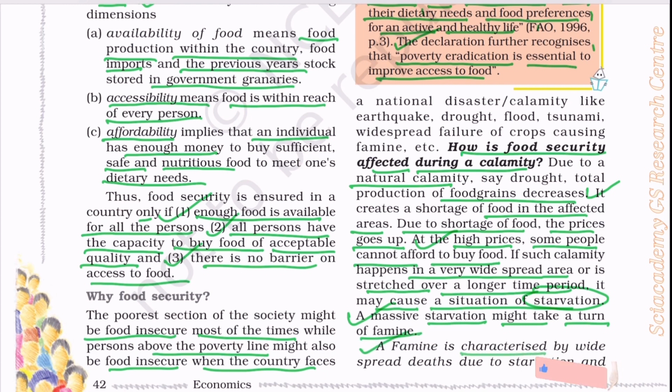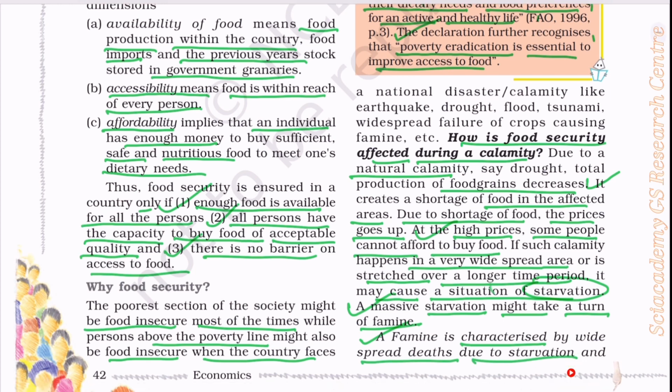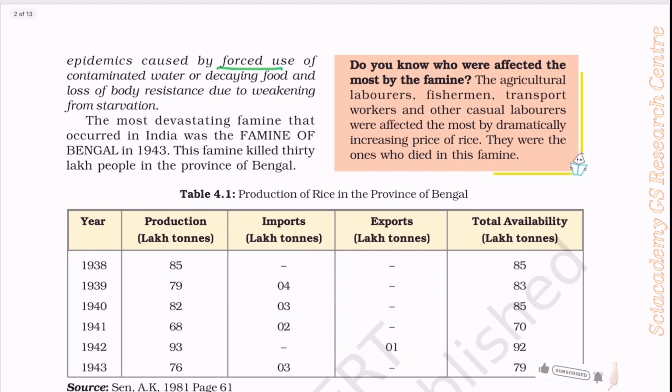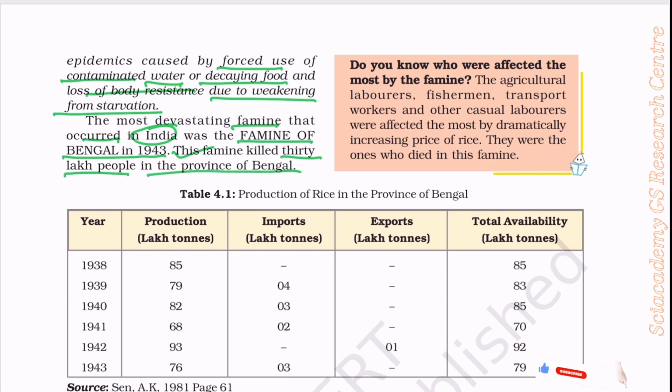Famine is characterized by widespread deaths due to starvation and epidemics caused by forced use of contaminated water or decaying food and loss of body resistance due to weakening from starvation. The devastating famine that occurred in India was the famine of Bengal in 1943. This famine killed 30 lakh people in the province of Bengal.